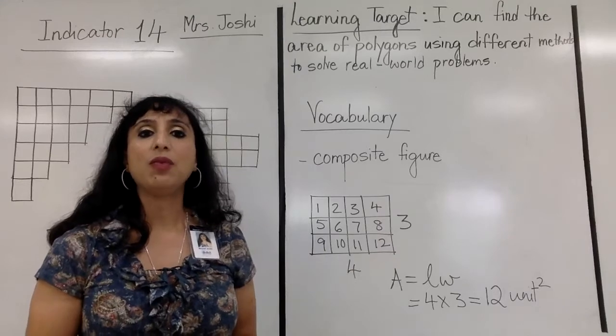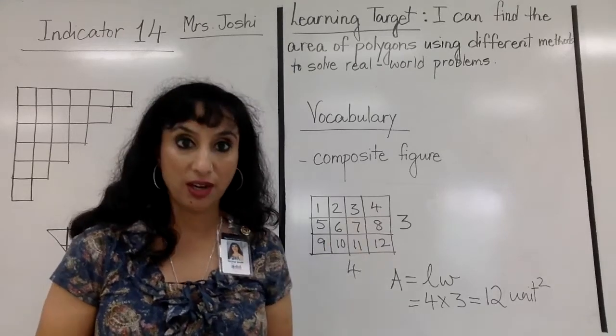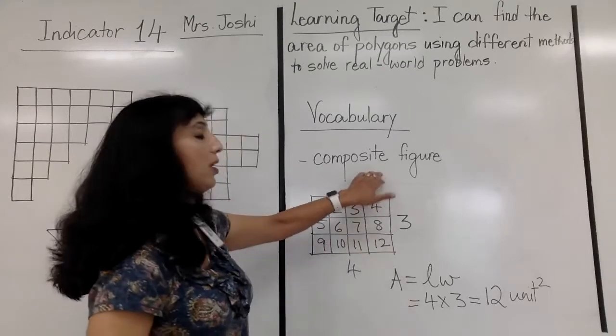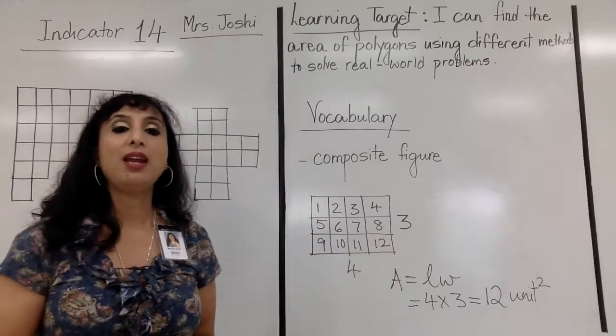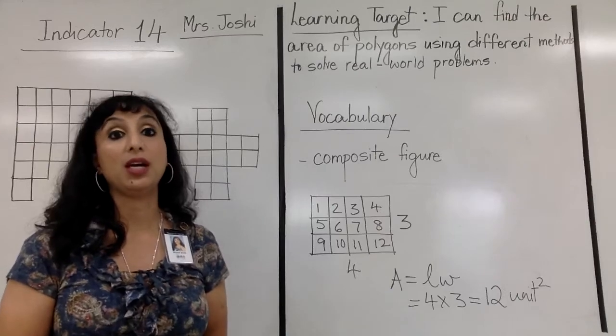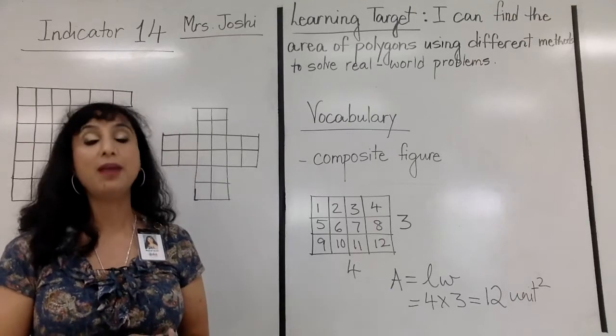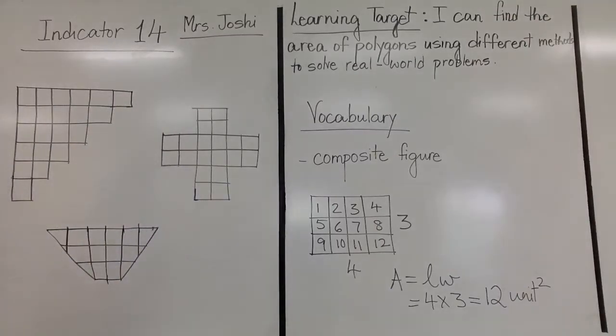But if it was a composite figure, and that's what we're talking about, and I'll tell you what that is in a minute, then formulas would be a great asset to have. Okay, so composite figure, it's made up of triangles, squares, rectangles, semicircles, and other two-dimensional figures.